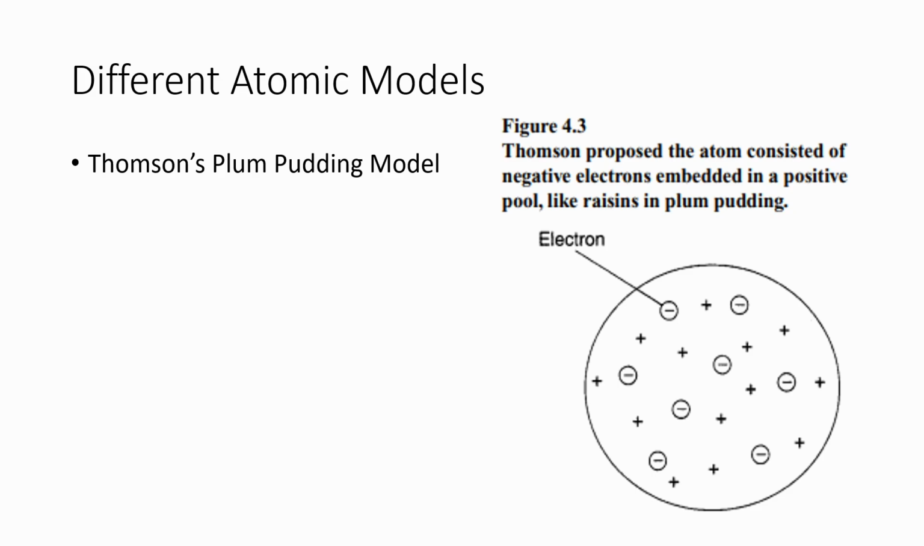So first, we have Thomson's plum pudding model. In the plum pudding model, he proposed that an atom consists of negative electrons embedded in a positive pool, like raisins in a plum pudding. So it looks like a cookie, since plum pudding is usually not available in the Philippines. It looks like a chocolate chip cookie, in which electrons are the chocolate chips and the cookie itself is the positive pool.